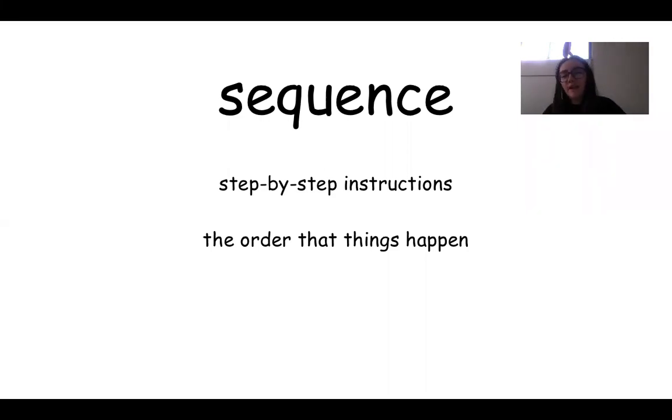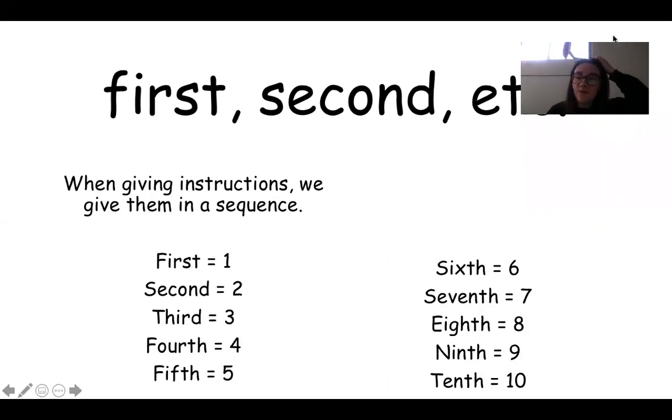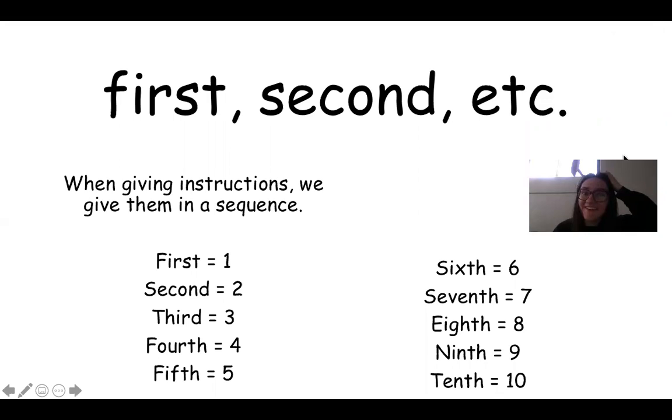The reason we use this is because we use sequences, right, plural sequences, to give instructions, right? So first, we're going to talk about first, second, third, what those all mean when we give instructions and why we use them. So when giving instructions, we give them in a sequence, right? And to do that in English, we number them.